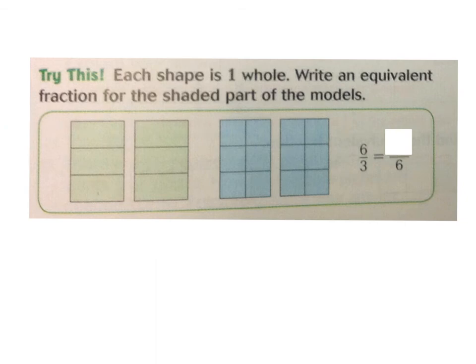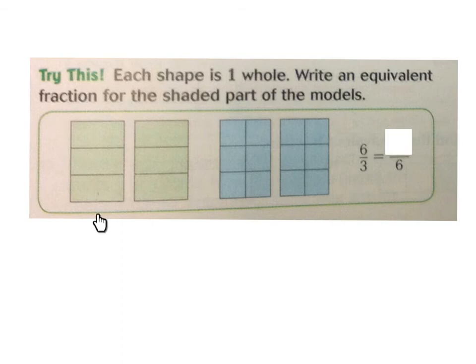Before we go, let's look at 2 equivalent fractions that are greater than 1. Remember, when a fraction is greater than 1, the numerator is going to be larger than the denominator. This problem says each shape is one whole. Write an equivalent fraction for the shaded part of the models. I see that each model shows 2 whole pieces.